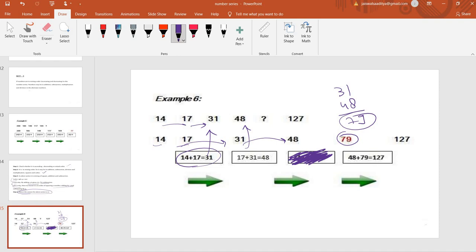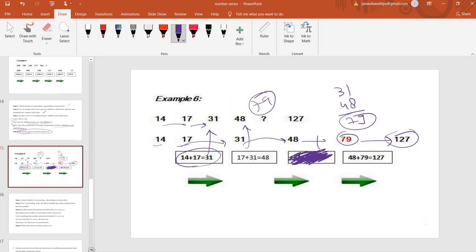Then again 79 plus 48, this will come 127. So this is the 79 we got. Correct? This is how you have to do it. So just observe the pattern. I've already told you.